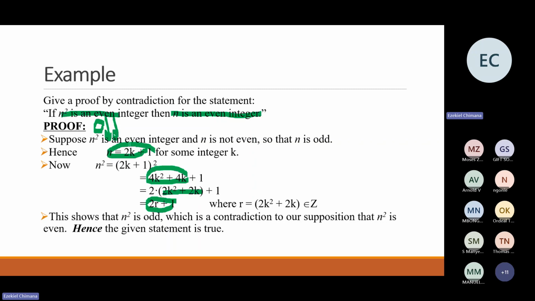Once it leads to that contradiction, then we can say that the given statement was true, that if n squared is even, then n is also an even integer. So this shows that n squared is odd, which is in contradiction to our supposition that n squared is even. Hence, the given statement is true. I don't know if I need to clarify more on proof by contradiction.